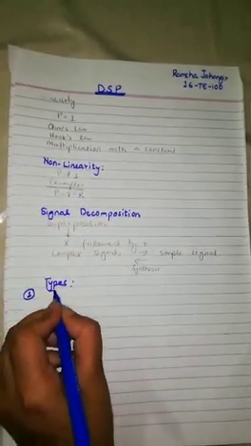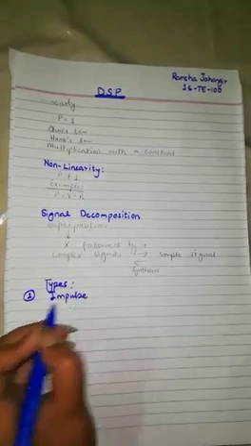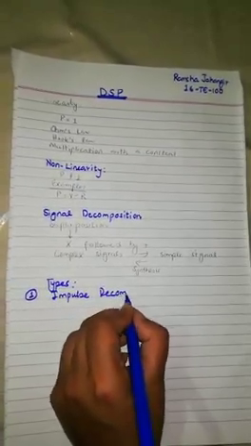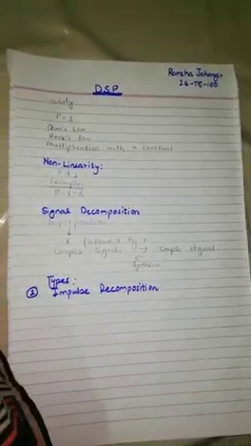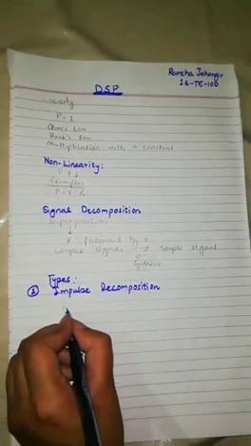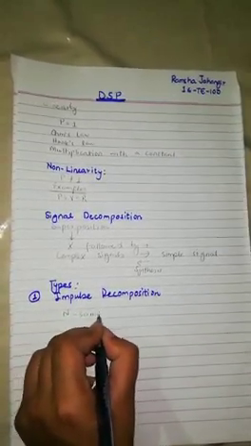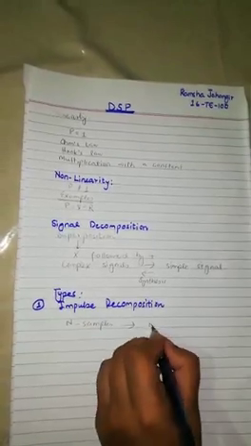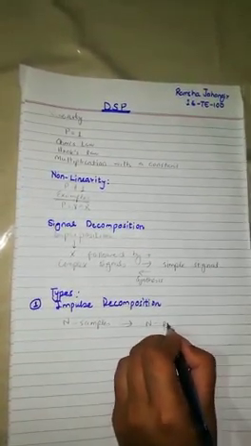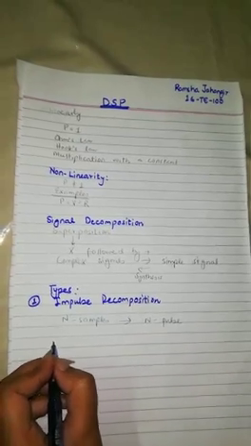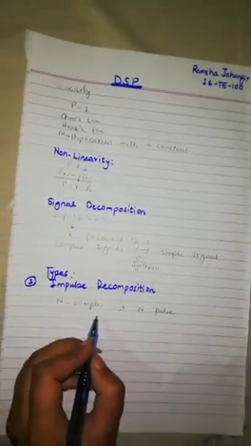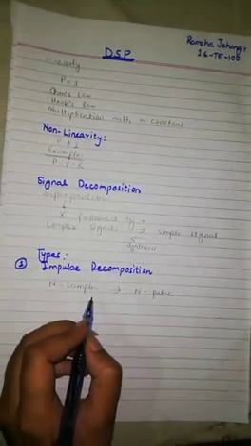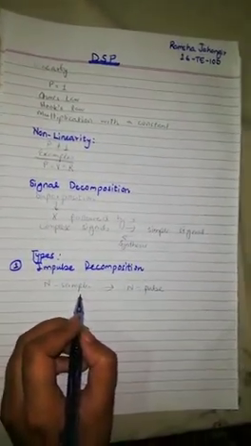Number 1 is impulse decomposition. In impulse decomposition, we divide the signal into pulses, n samples into n pulses. An advantage of impulse decomposition is that we can create the signal once it is decomposed.